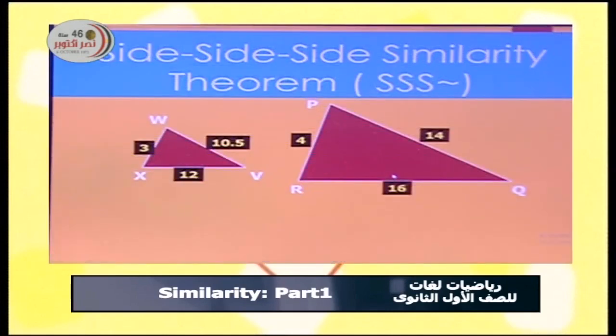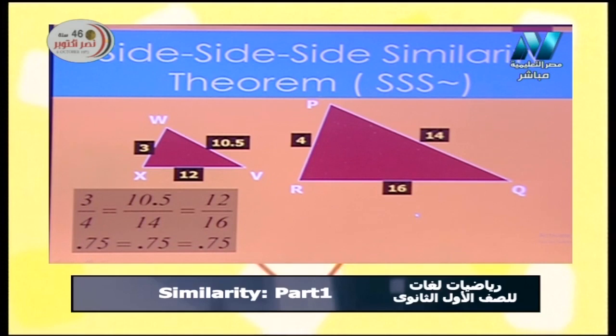Let's see this slide also. Side similarity. We call it theorem SSS. What is the meaning of SSS? It means side. As we can see, we have two triangles. The first triangle is WXV and the other one is PRQ. We have WX equals 3 centimeters, PR equals 4, WV equals 10.5, and PQ equals 14. XV equals 12 and RQ equals 16.